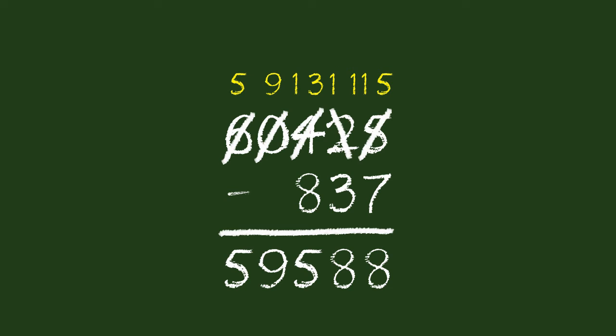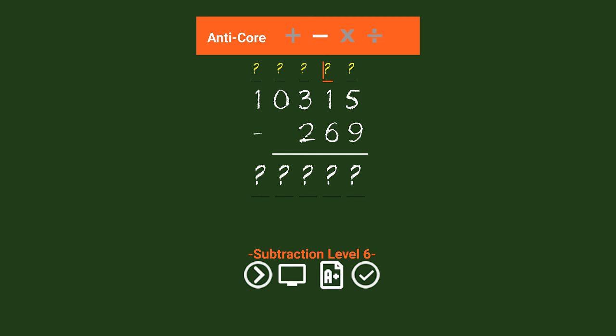Now we have our answer. So 60,425 minus 837 equals 59,588.